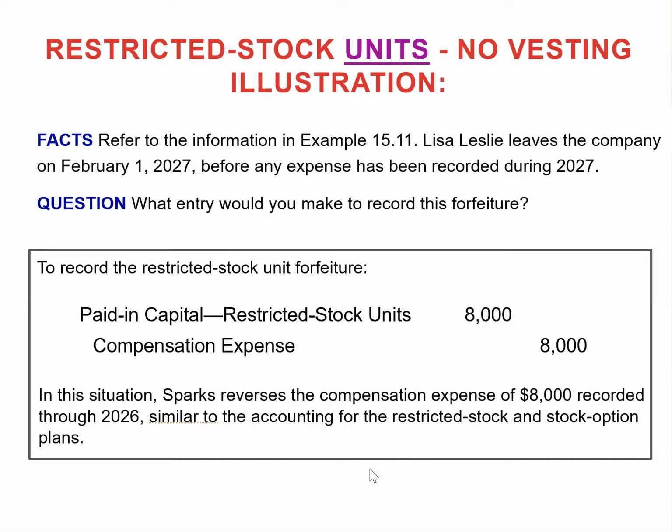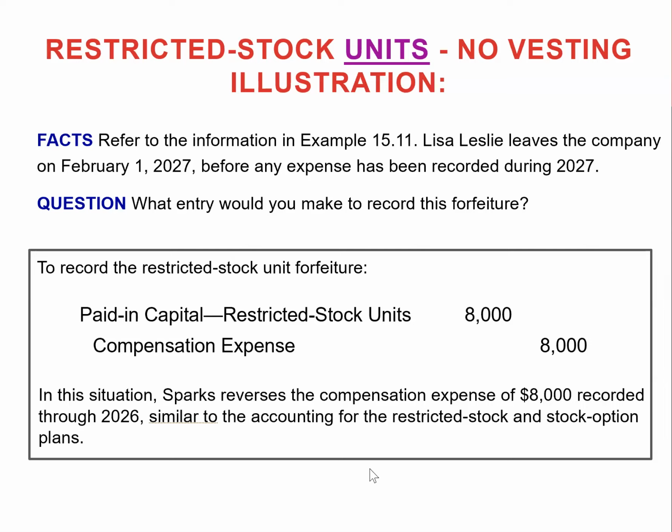Now, what will happen? Leslie leaves the company after 2 years. So here, remember, we didn't record any stock issuance or unearned compensation. Rather, we are just allocating the share values as compensation expense over the period, and we have been showing it as paid in capital restricted stock units. So after 2 years, if Leslie leaves the company, we also have to record the forfeiture of the stock units.